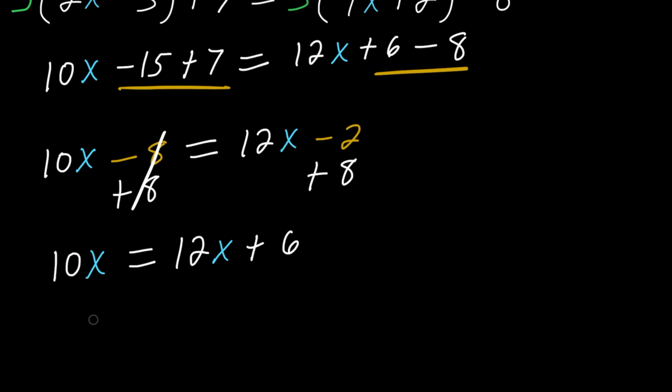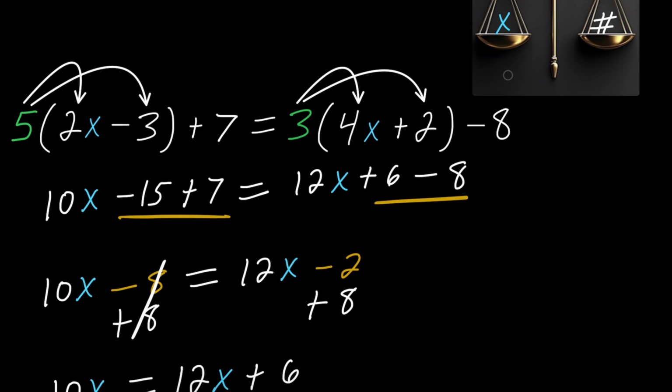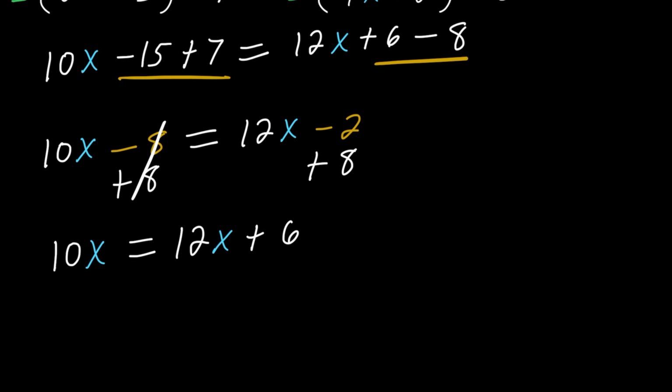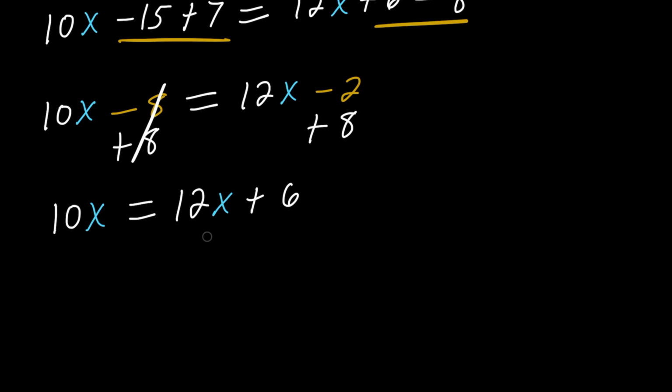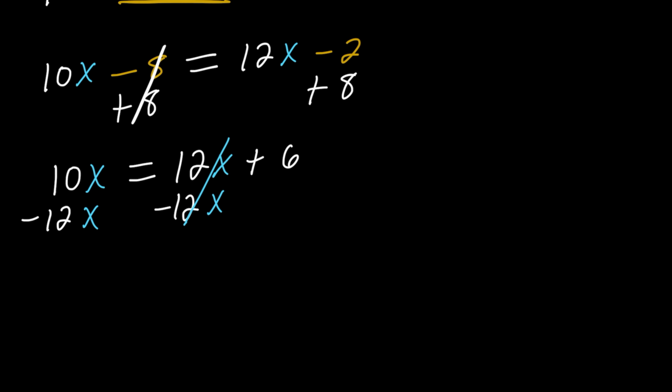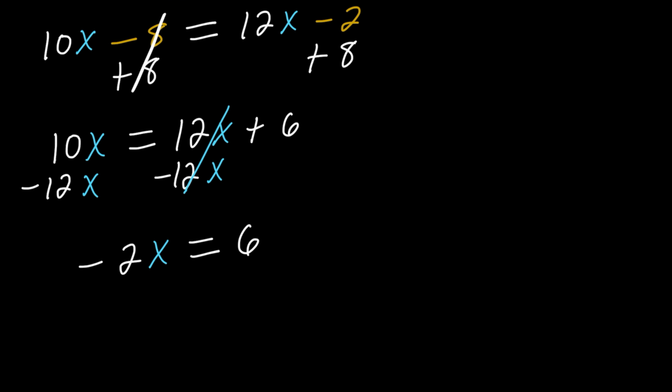Now that we've got this down, remember, we're trying to get all the x terms on the left-hand side and all the numbers on our right-hand side. So we got the number on the right-hand side. Now we need to get the x terms on the left-hand side. How do we do this? Well, we subtract 12x from 12x right over here. This simplifies to 0, and we would subtract 12x from this side. And we get -2x equals 6. All right, now we're getting very, very close to our answer.